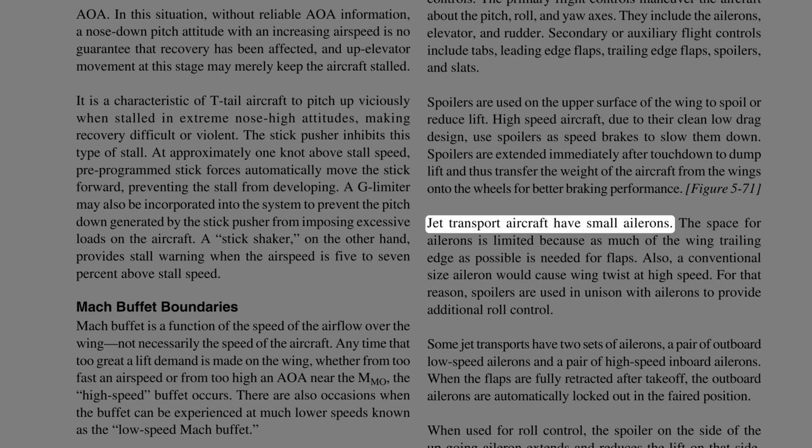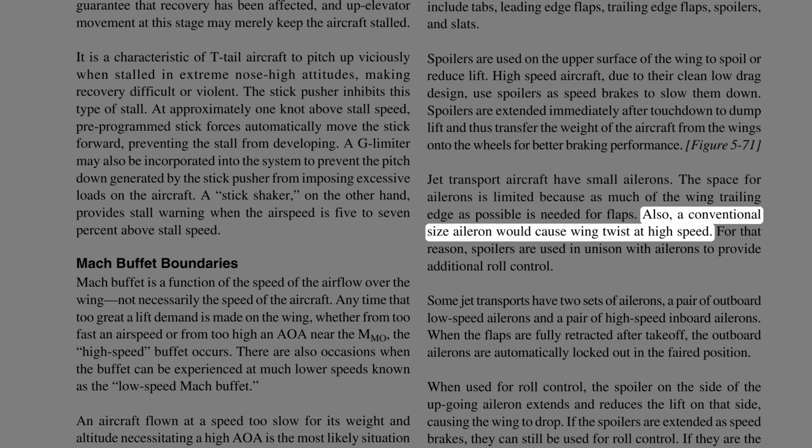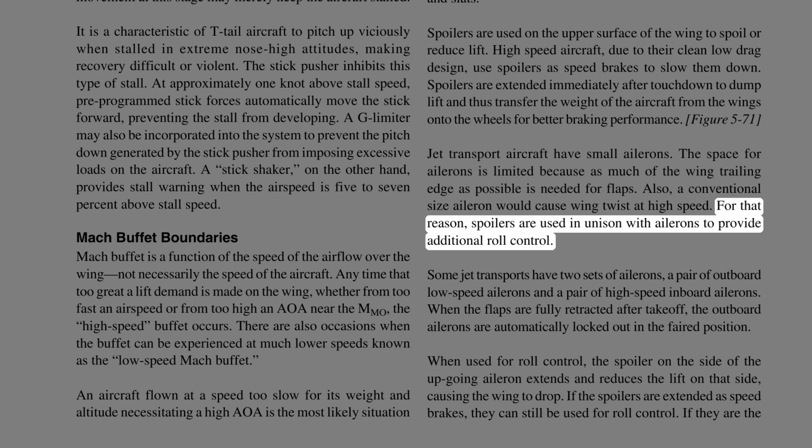Jet transport aircraft have small ailerons. The space for ailerons is limited because as much of the wing trailing edge as possible is needed for flaps. Also, a conventional size aileron would cause wing twist at high speed. For that reason, spoilers are used in unison with ailerons to provide additional roll control.